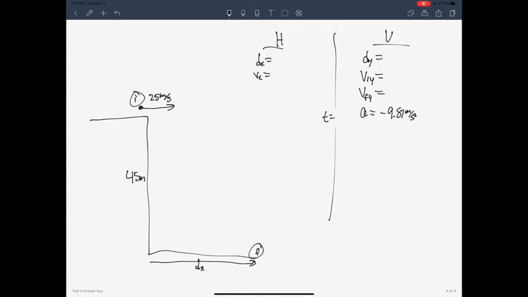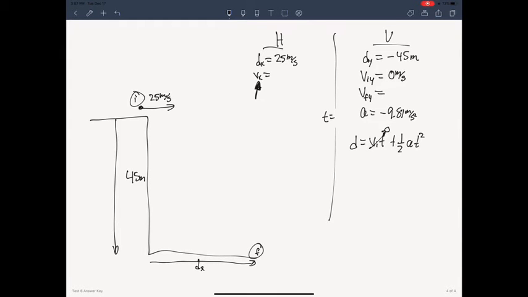And we have our dy is negative 45 because we went down. Our initial horizontal velocity is 25 meters per second. Our initial vertical velocity is 0 meters per second because it's not moving up or down at all. And so we want dx, and to find dx we have to find time. So we have to use the vertical values to find time first. I'm going to use equation 4, Vit plus 1/2 at squared.